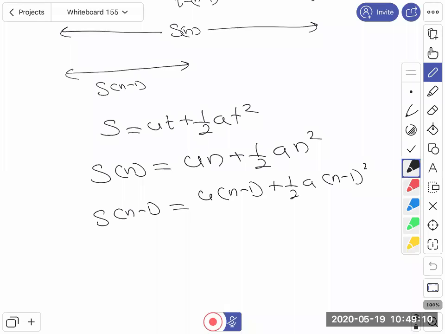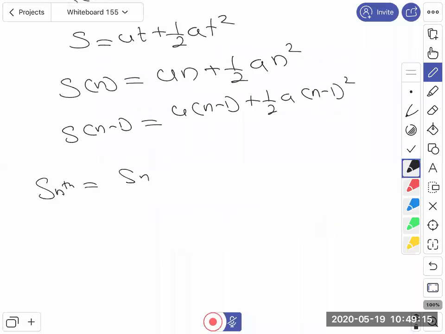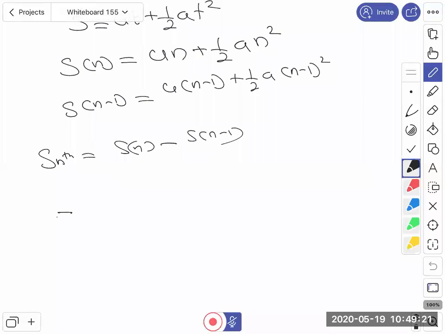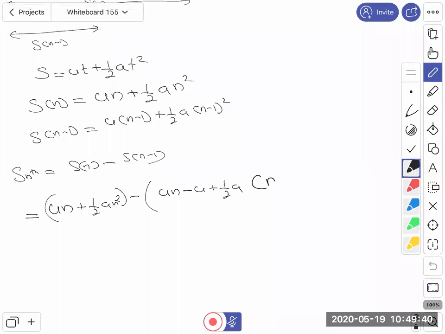So our aim is to find out displacement in the nth second, which is displacement in n seconds minus displacement in n minus 1 seconds. Now we can put these values over here. So displacement in n seconds is un plus half into a into n square, minus displacement in n minus 1 seconds, which is u into n minus 1. I'm just expanding this. So un minus u plus half into a into n minus 1 the whole square, which can be written as nothing but n square plus 1 square minus 2n into 1. Got it?